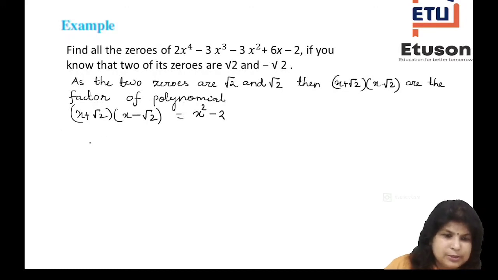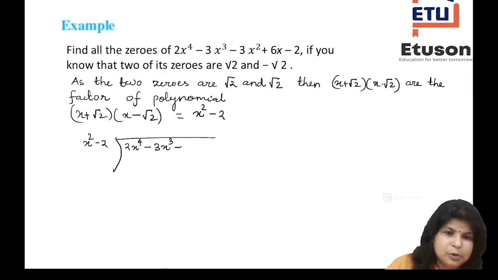So now let us divide by x square minus 2. Your dividend is already in the standard form, 2x to the power 4 minus 3x cube minus 3x square plus 6x minus 2.